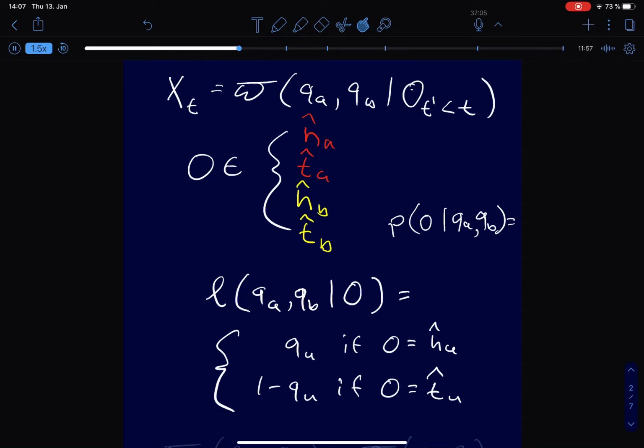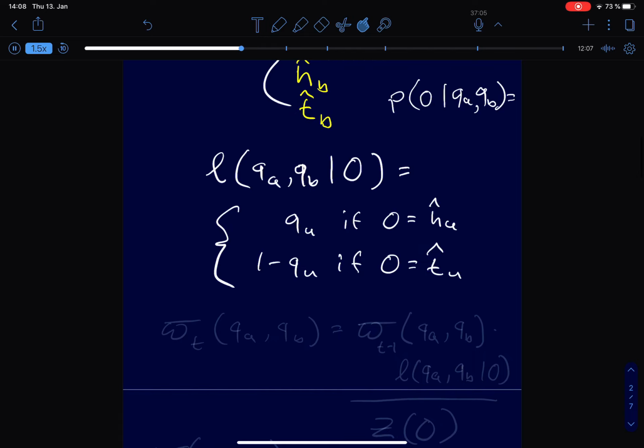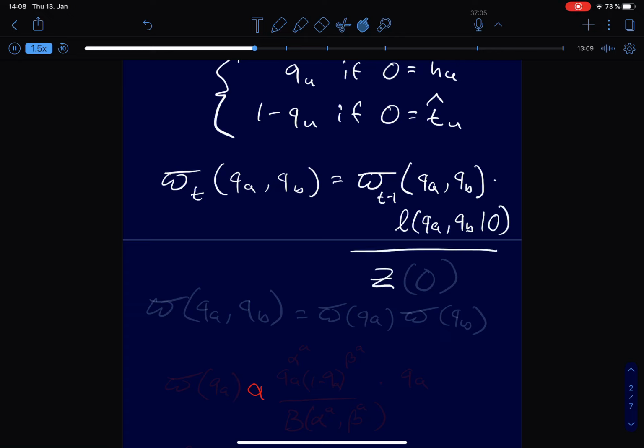All right, so now you can see, if you take your posterior at time t, this is just equal to the posterior at time t minus 1 times the likelihood, divided by the normalization factor, which is often written Z of the observations.